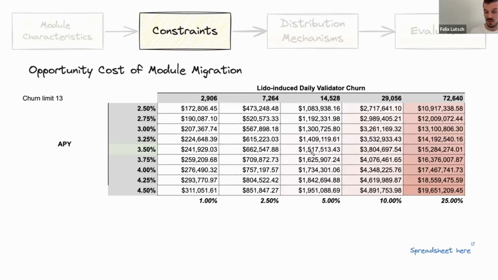So for those who are interested, this is an analysis I did with some help also from Max from Lido, so thanks there for the help. And yeah, an interesting kind of problem to look at.